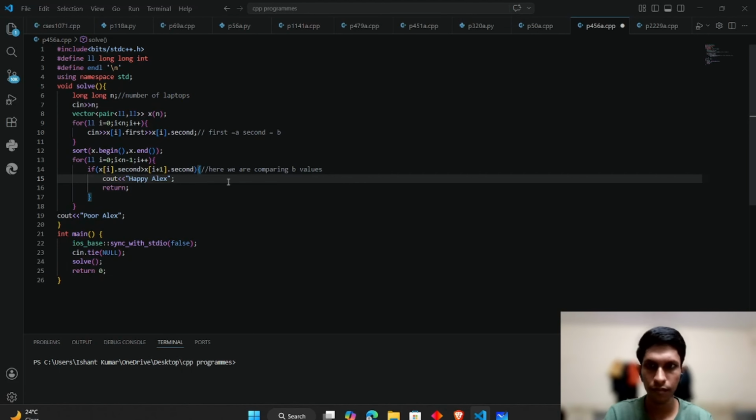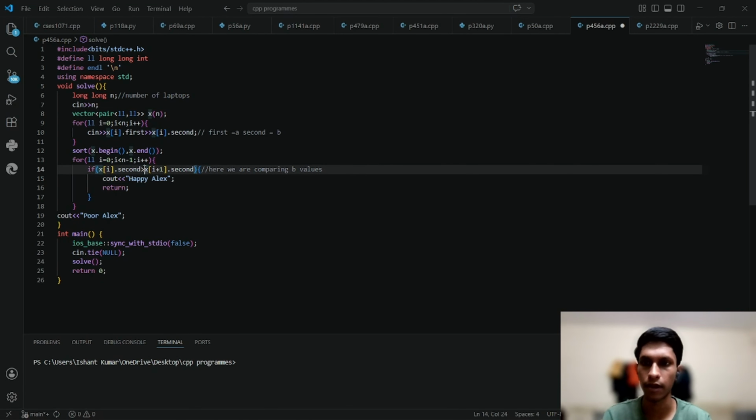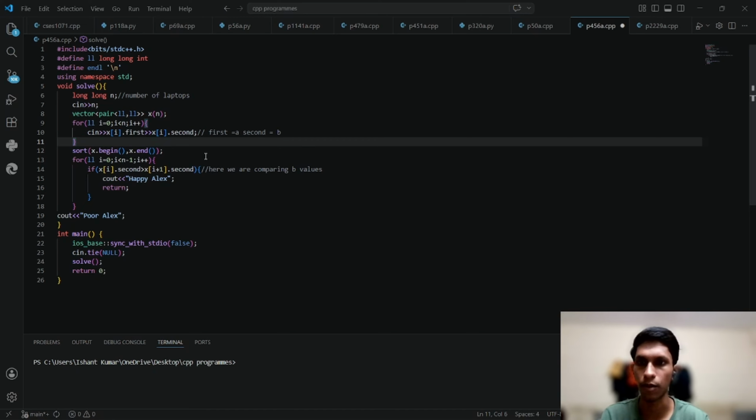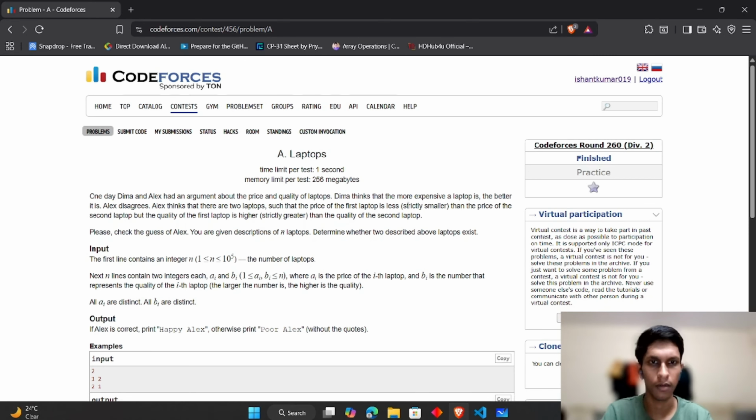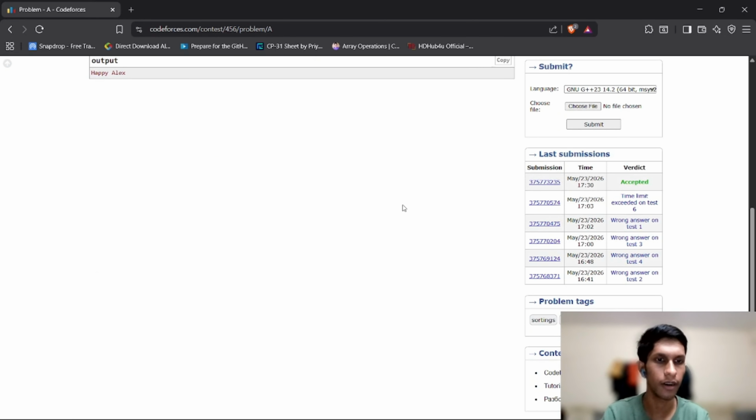So here I've used strictly greater, and the price of the laptop is already sorted, so it does not have anything to do. So this will be the logic and the code for this problem. It just has to be sorted, and everything comes into place after that.